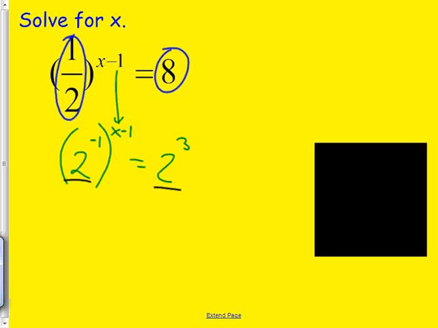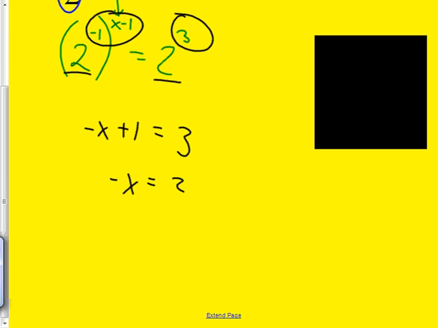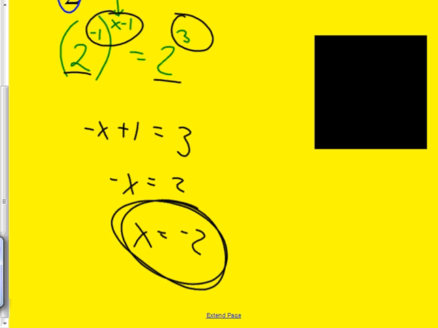Now, did you actually figure out that that's negative x plus 1 equals 3? And therefore, negative x equals 2, x equals negative 2. Raise your hand if you got that one right. All right, more than half the class got it.